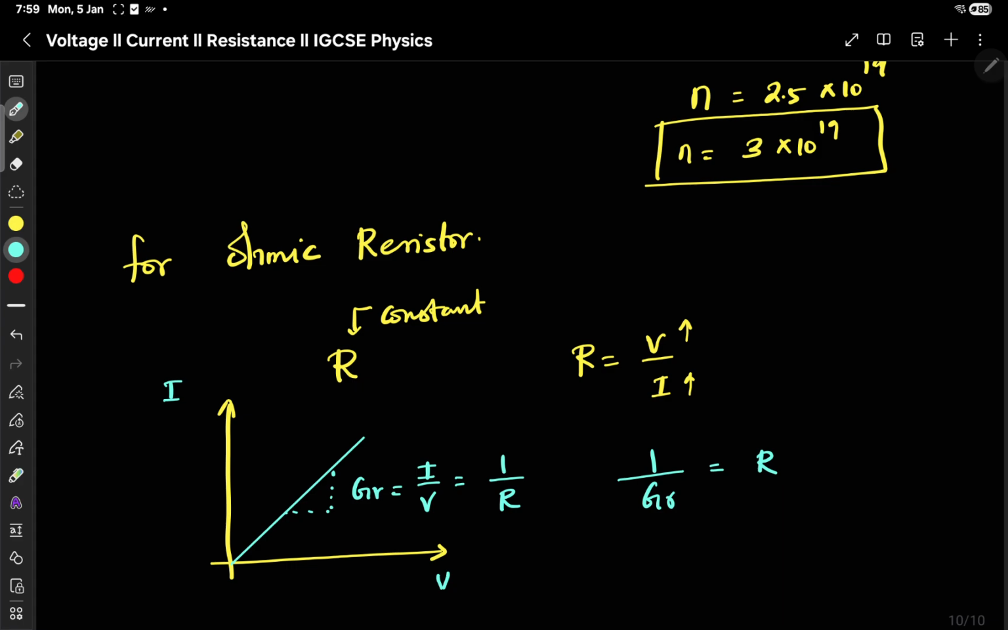If the axes are swapped, suppose V is on the y-axis and I is on the x-axis, then the gradient will directly be equal to the resistance. And we get this type of straight line for a fixed or constant resistance.